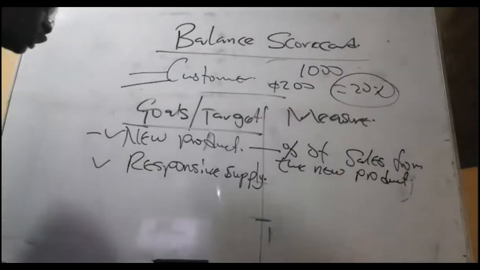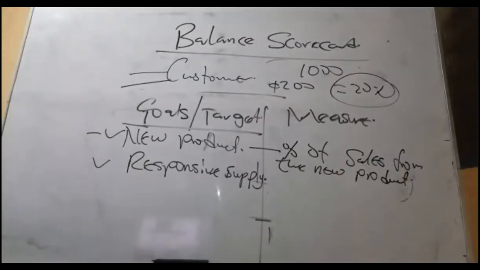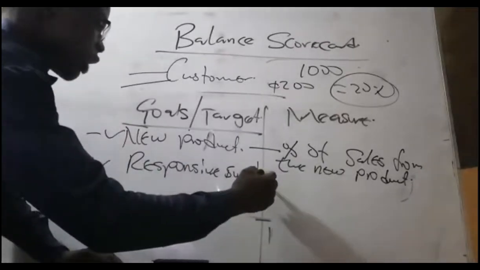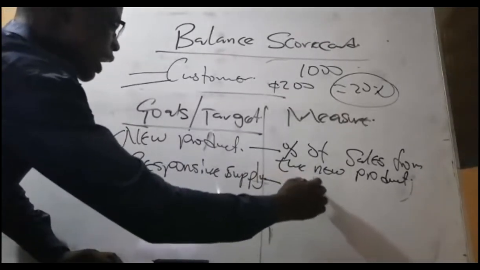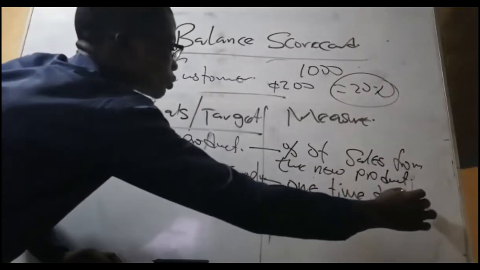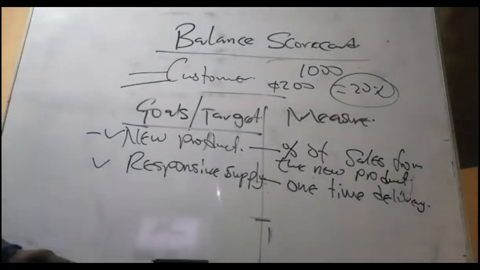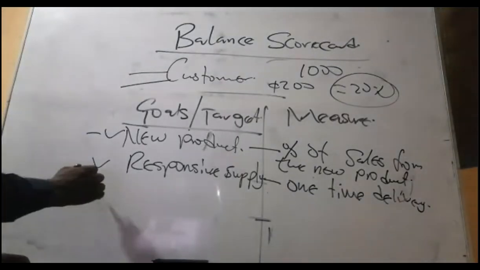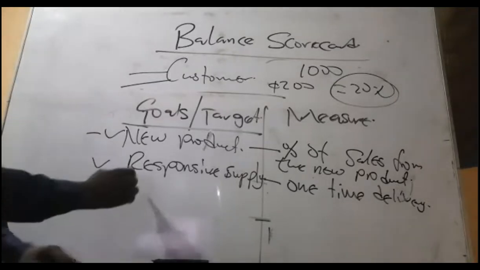Then you are done. Then for responsive supply, we will talk about on-time delivery. So on-time delivery, how do you respond to the suppliers? Here you can talk about on-time delivery. Good. Then I'll add one more to it, customer partnership.